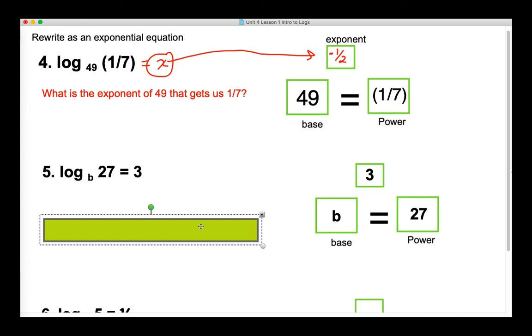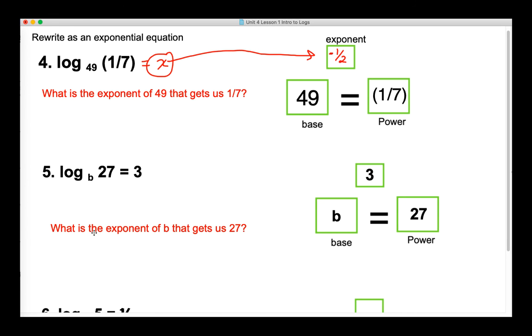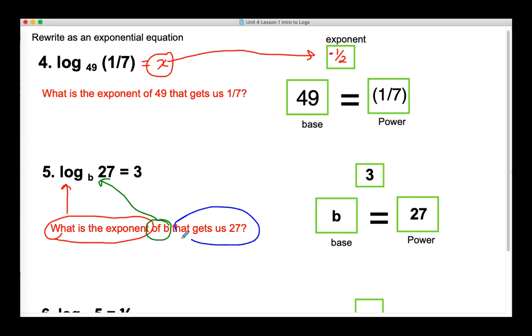Okay, so if I were to read this, it is saying, what is the exponent? Remember, what is the exponent is a fancy phrase for log of base b that gets us 27. B to the third gets us 27, so what must that base be? Oh, that base must be 3, because 3 to the third gets me 27.